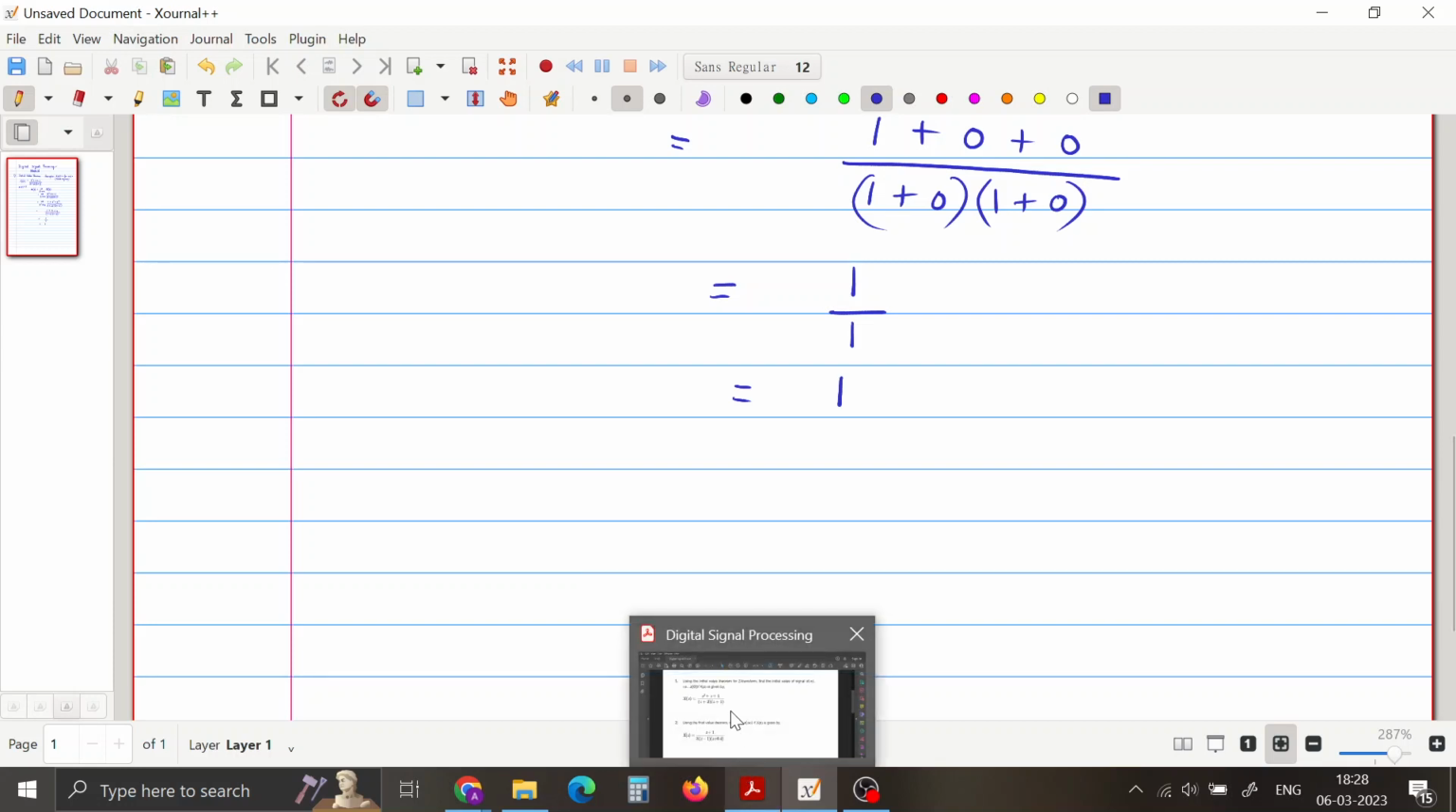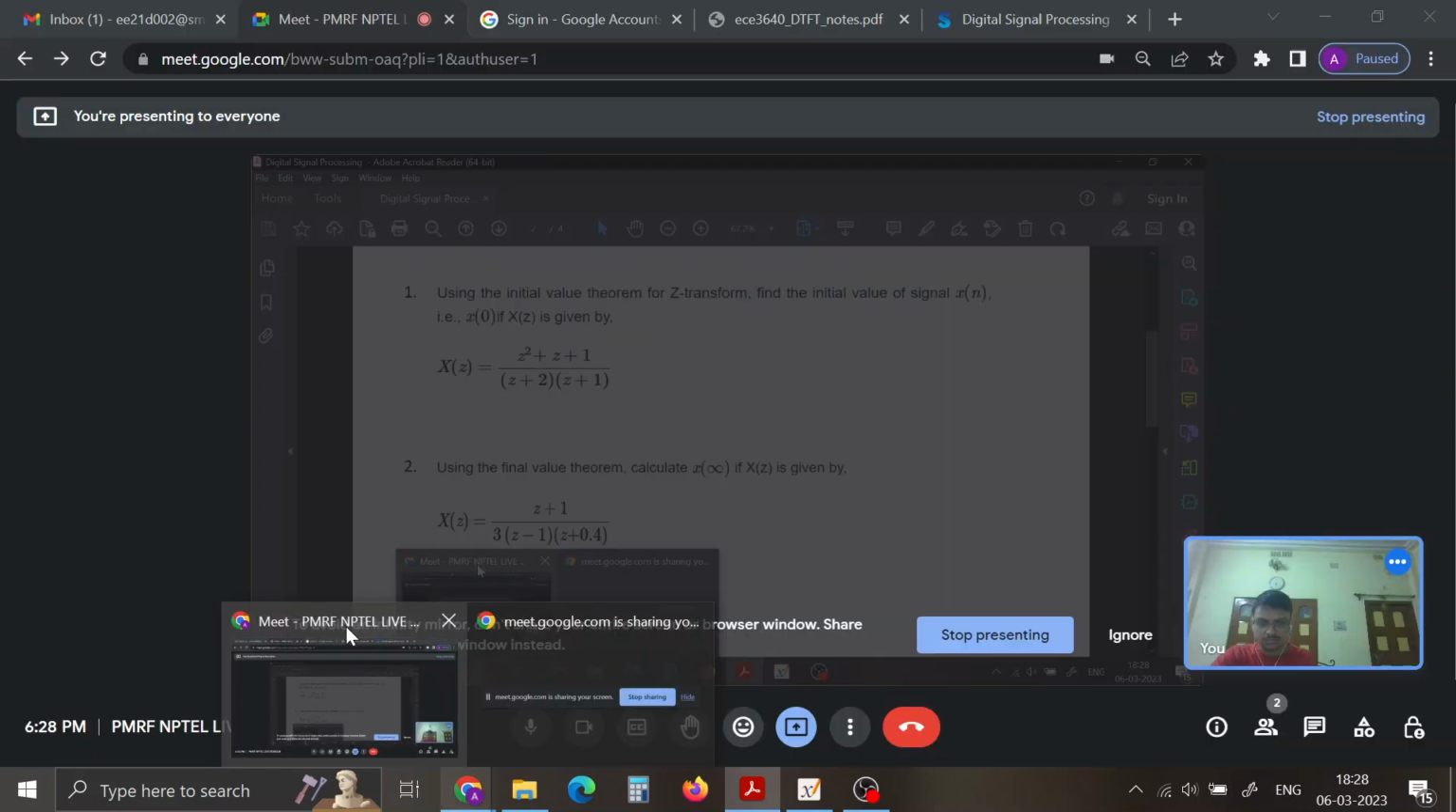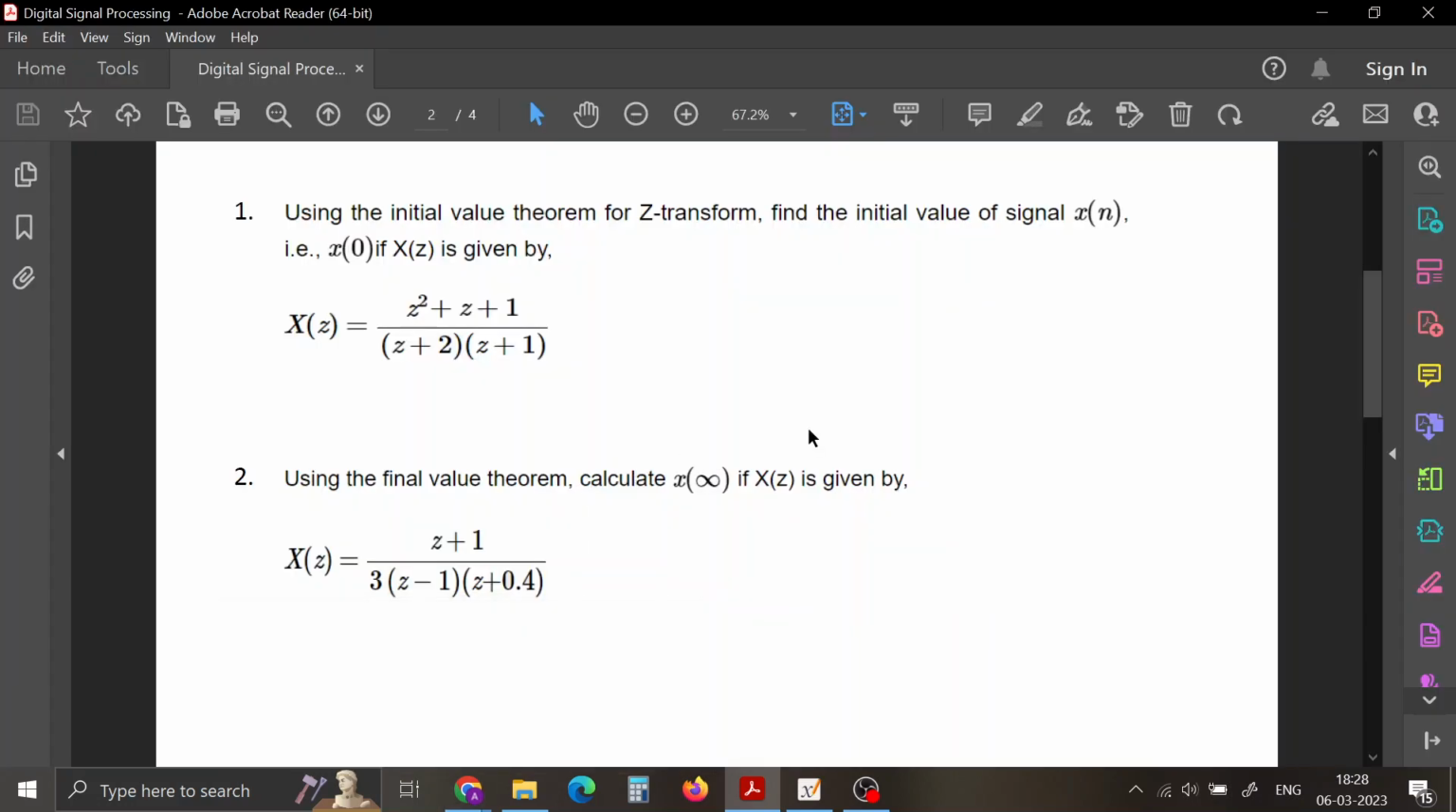So it was very simple, formula based, and similarly we have the second question here. So the second question is a similar one. It just uses the concept of the final value theorem. So we need to find x of n at n equals infinity, that is, the value of x of infinity given this z transform X of z.